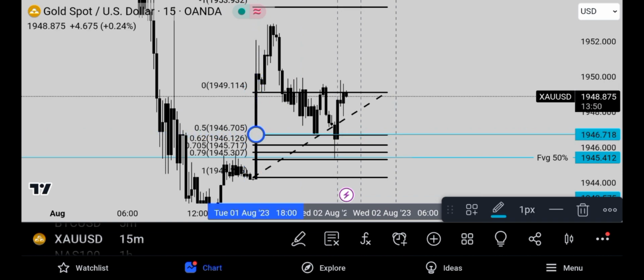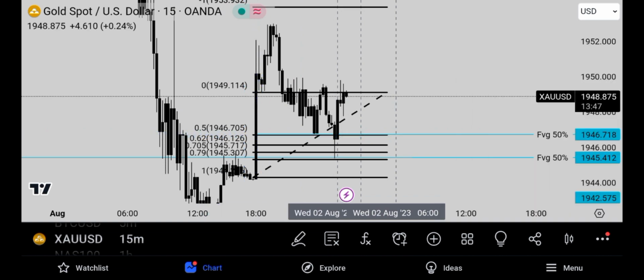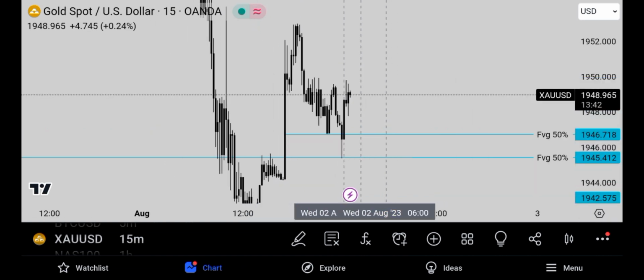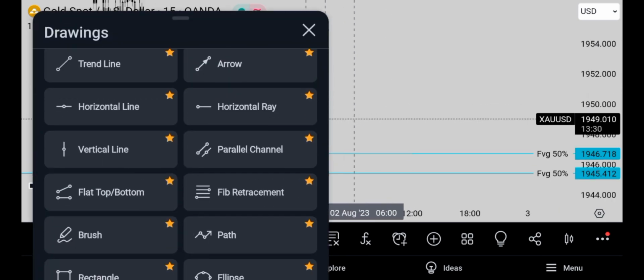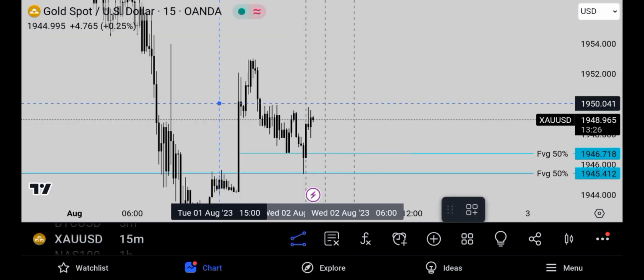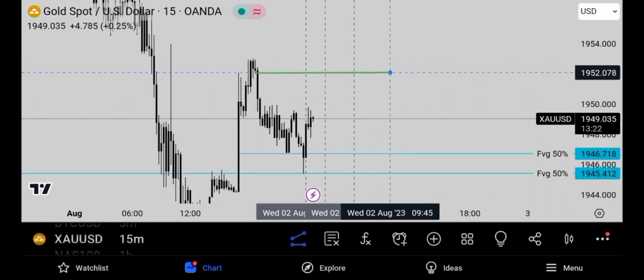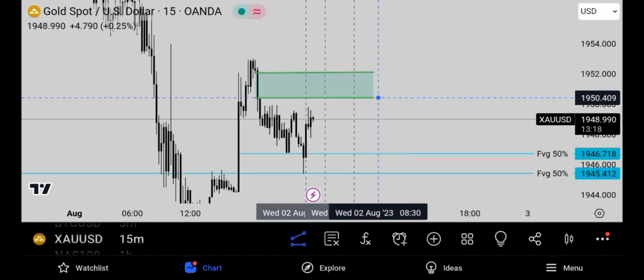What's the draw on liquidity? Where can it get the juice to go lower? And it can only go one place to get that juice, which is higher. And if I check above our current price, the nearest draw on liquidity would be that fair value gap highlighted in green.